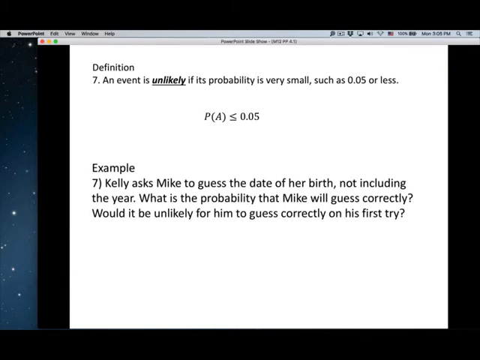Okay, try this example. Kelly asked Mike to guess the date of her birth, not including the year. What is the probability that Mike will guess correctly? Would it be unlikely for him to guess correctly on his first try? So try to find out how many days are her birthday, out of what is the total outcome.